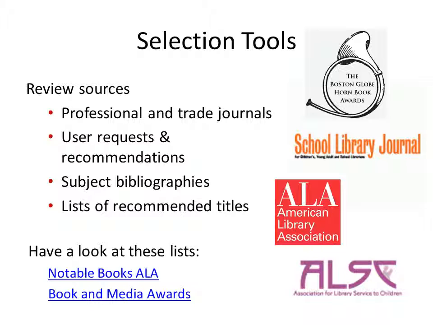Professional library magazines and journals, such as School Library Journal, Hornbook, Booklist, and others, offer critical reviews of most materials published within a calendar year. There's another document in the Class 3 folder that lists some of these magazines and journals. Subject bibliographies can be useful for specific areas of the collection, and be sure to consult lists of award-winning titles. A complete list of current year and past year award winners can be found at the links on the slide.